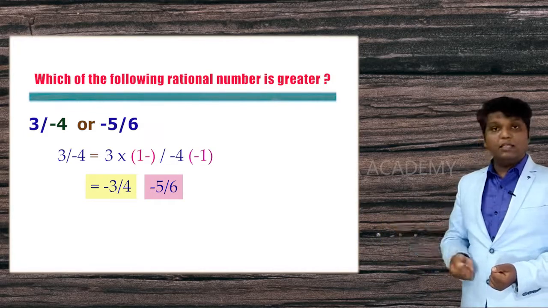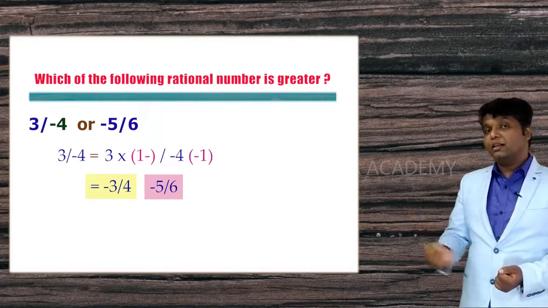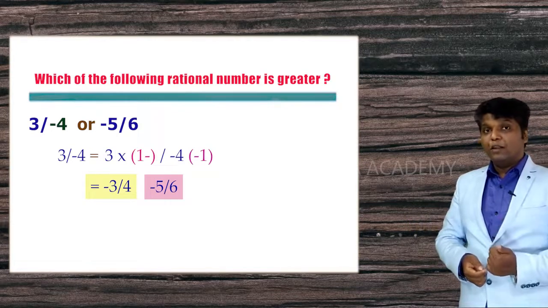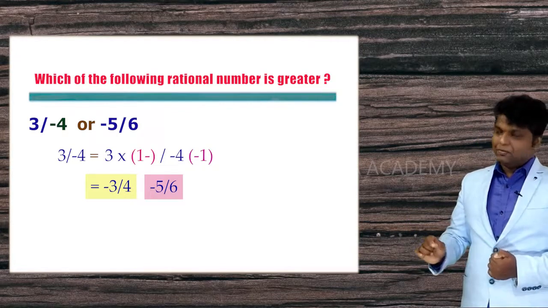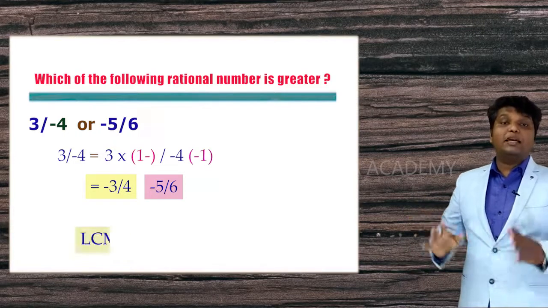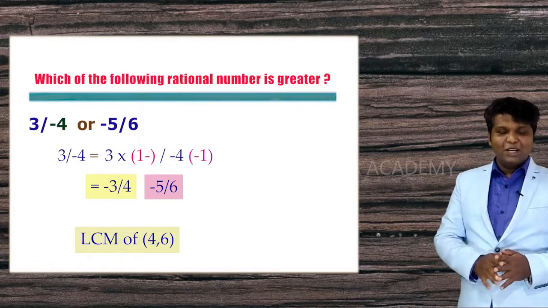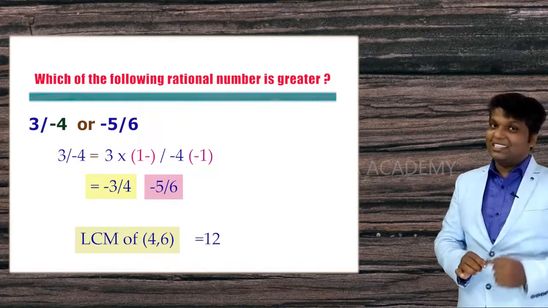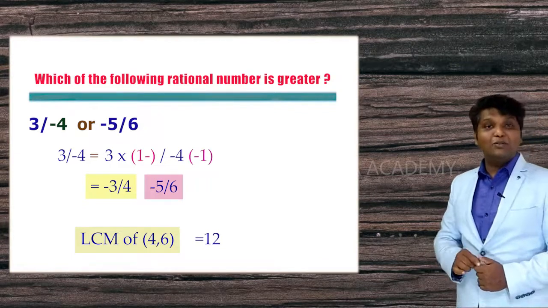In the first one, the denominator is 4. In the second case, the denominator is 6. So what should we do? We have to find the LCM. So the LCM of 4 and 6. What is the LCM of 4 and 6? Find it. You will get it as 12. You already studied that in your 6th and 7th classes, how to find the LCM, right?